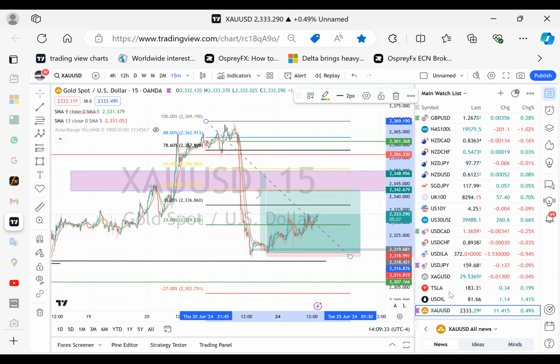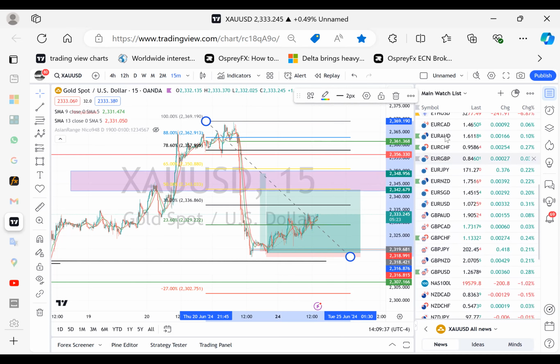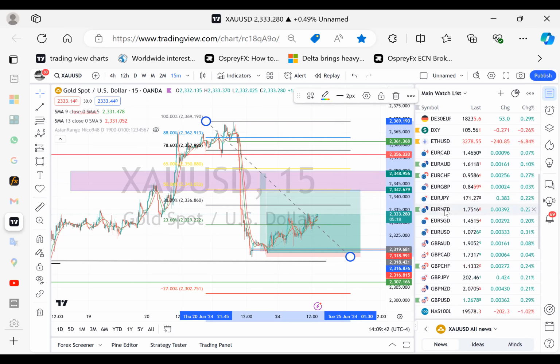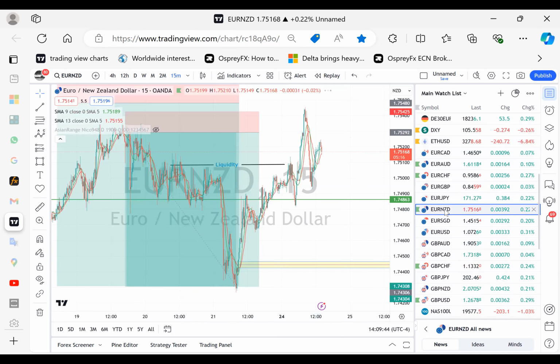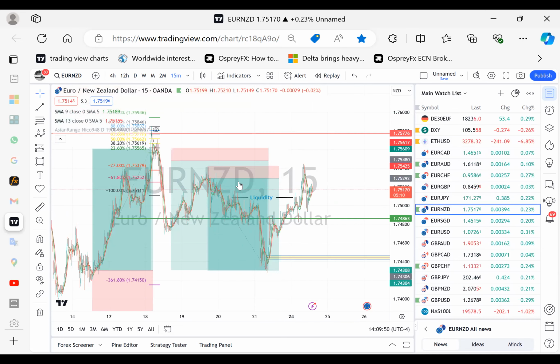Let's go back and look at that EN setup that I'm not sure how it played out, because I wasn't still trading it. All right, let's talk about her.